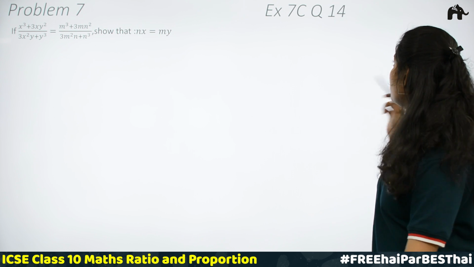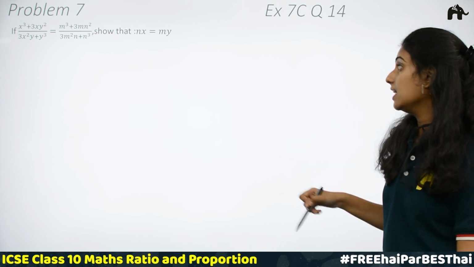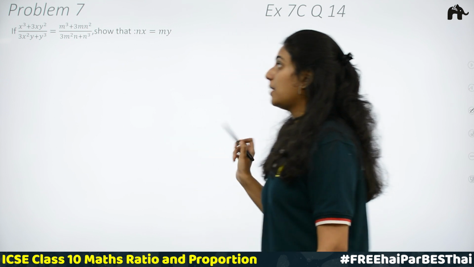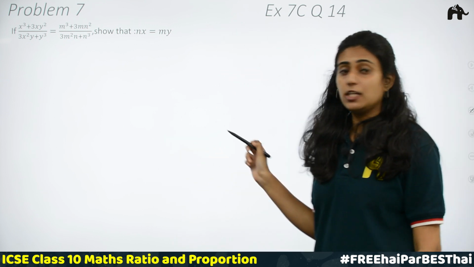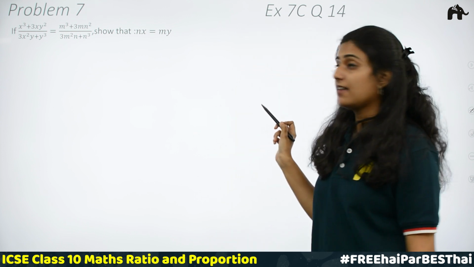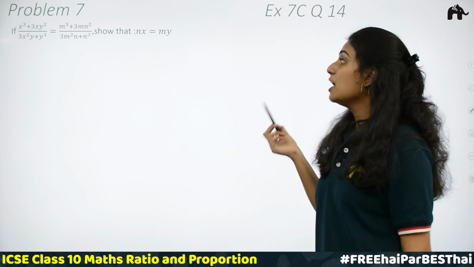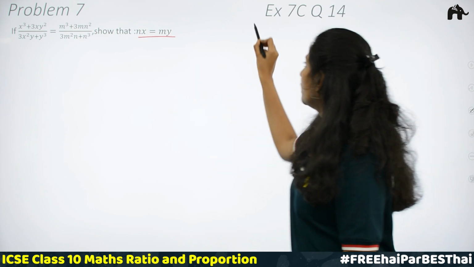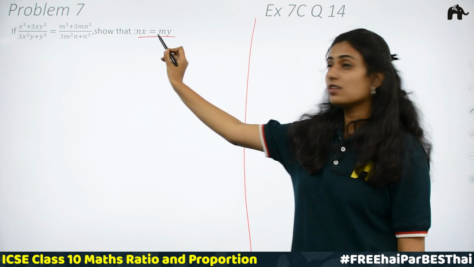Problem 7, question 14 of exercise 7C. If (x cube plus 3xy square) divided by (3x square y plus y cube) is equal to (m cube plus 3mn square) divided by (3m square n plus n cube), show that nx is equal to my. We have to reach here.